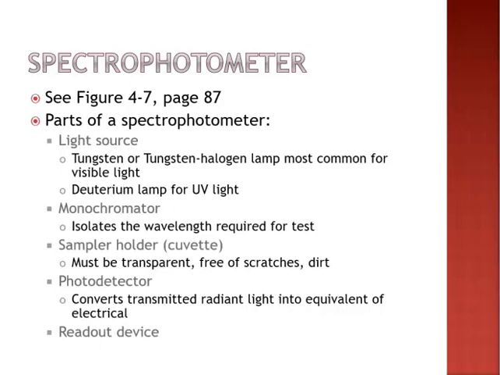They must be transparent and free of scratches or dirt in order for the light to transmit to the sample or through the sample. There's the photodetector, which converts transmitted radiant light into an equivalent electrical signal. And then there's the readout device, or the computer, which can also be referred to as the LIS system.